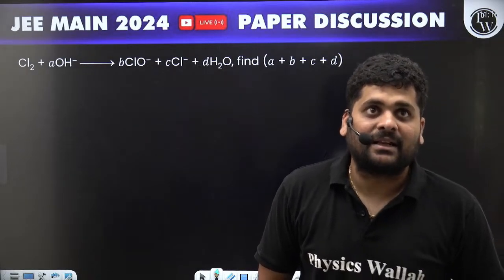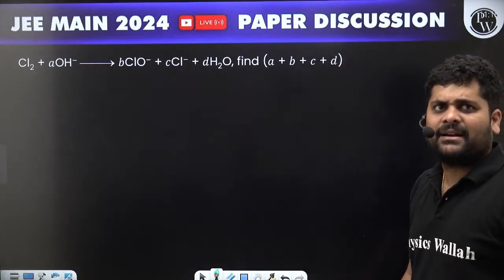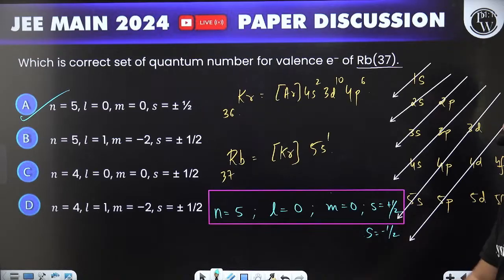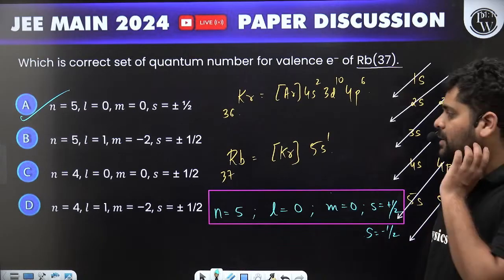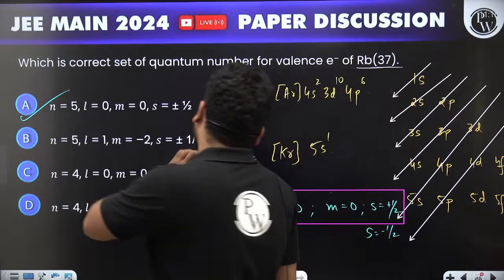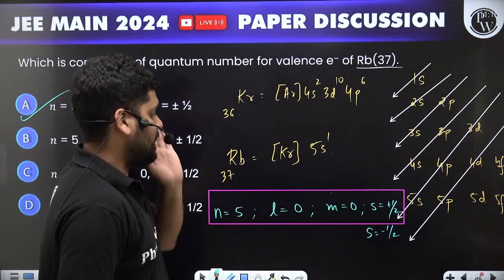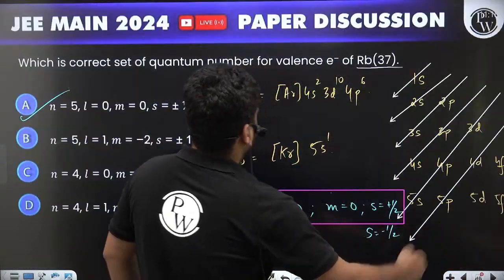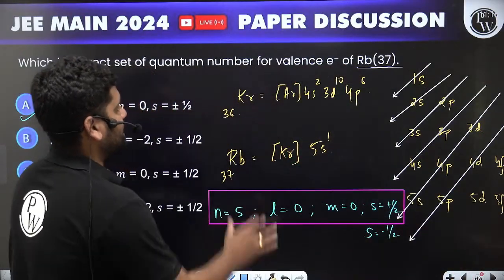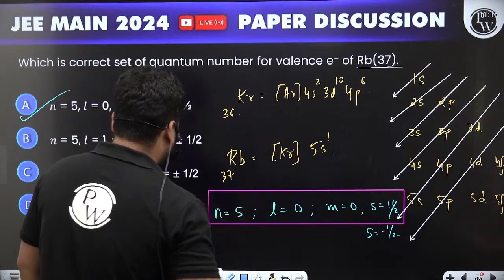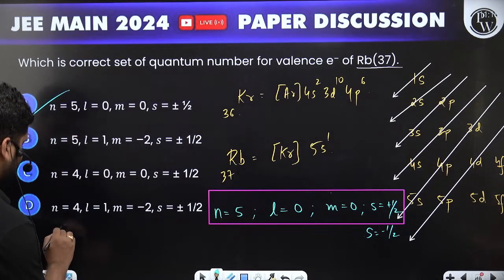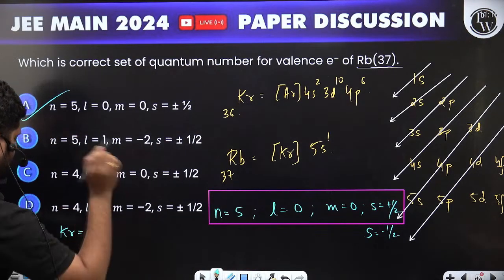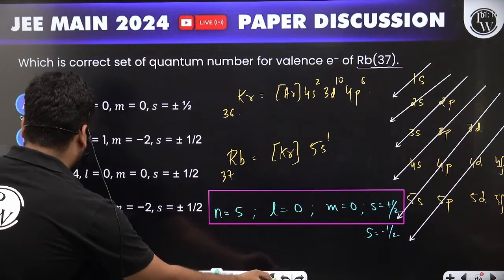Okay, so you did not understand. Okay, Kevin. So what didn't you understand? Krypton's atomic number is 36. If you did not understand, I'll put it this way. Krypton's atomic number is 36. How would you write its electronic configuration?